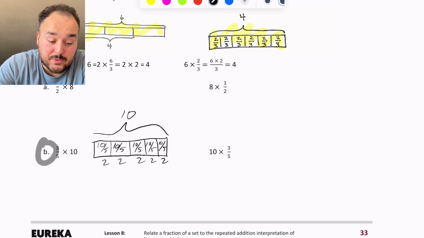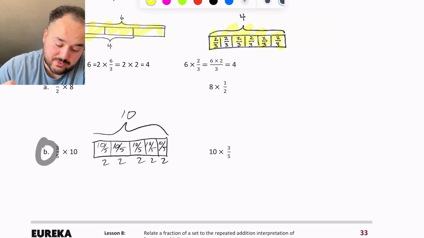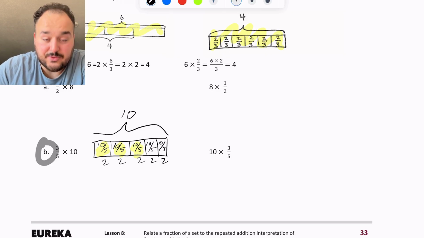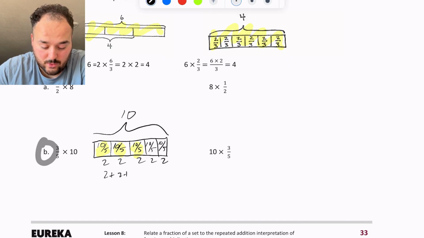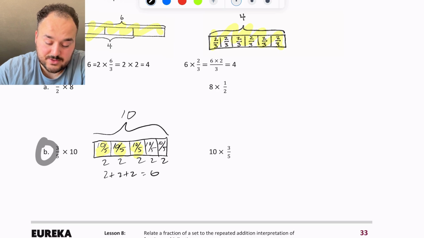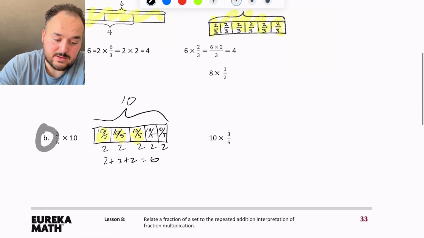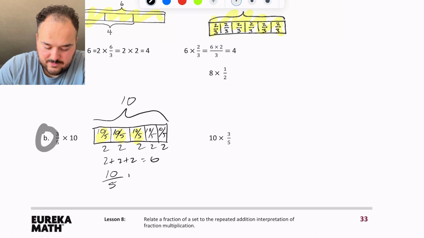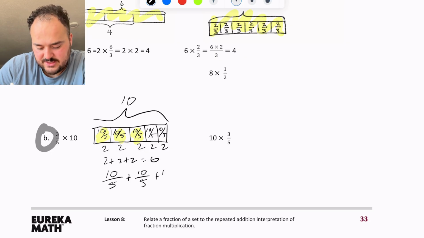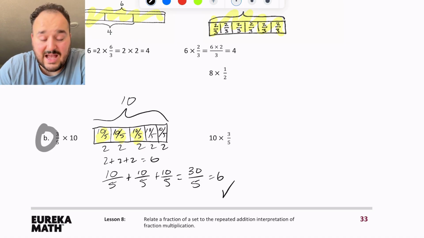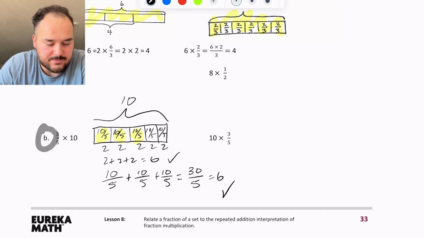And now we care about 3/5. So we don't just care about one box, but we care about 3 boxes. And now we got to add up either 2 plus 2 plus 2, or they typically have you write it first, 10 divided by 5 plus 10 divided by 5 plus 10 divided by 5, which equals 30 over 5, which obviously equals 6, or 2 plus 2 plus 2 is 6. Obviously different ways to see it. I get that. But to me, this is too many steps.